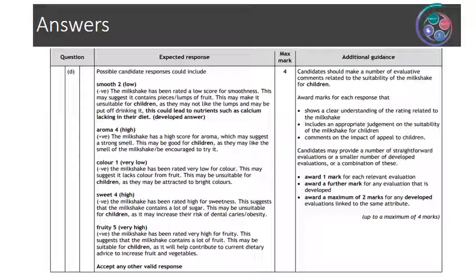If you developed your answer, you could have included, this could lead to the nutrients such as calcium lacking in their diet. That would access you the second mark.